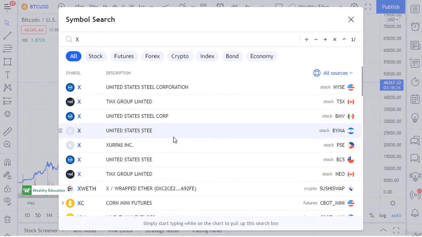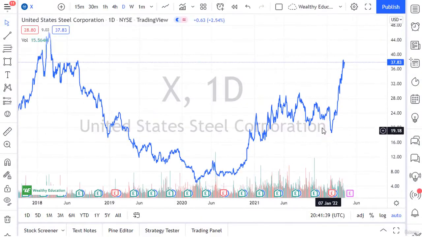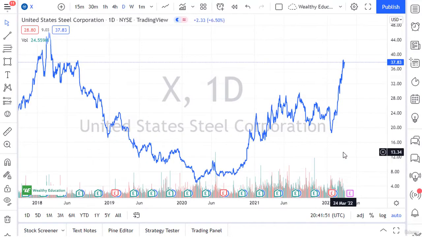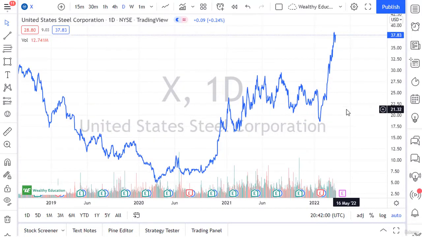Let's try US Steel. You can see the daily here has been very bullish, rallying, and we have rallied on the weekly. You can see that we had fallen. We'd been in a downtrend for quite some time, but we are starting to turn the corner. By looking at this, you can see that the weekly and the daily are showing signs of strength. That's your longer term trend. That means you should be thinking about buying.